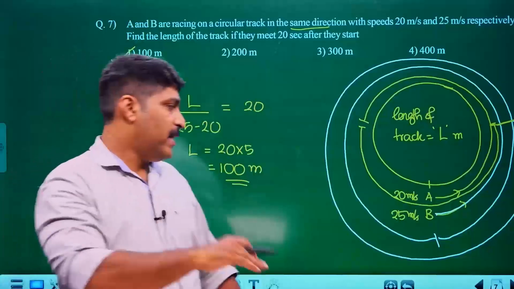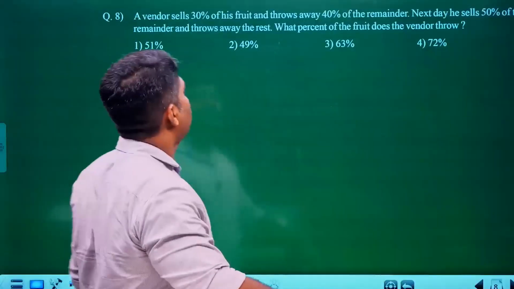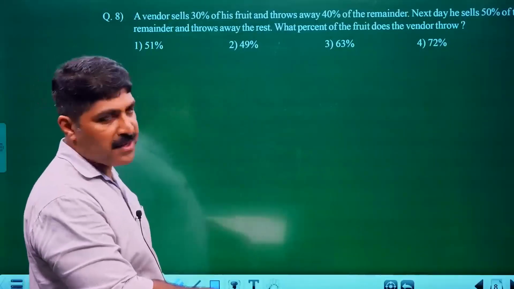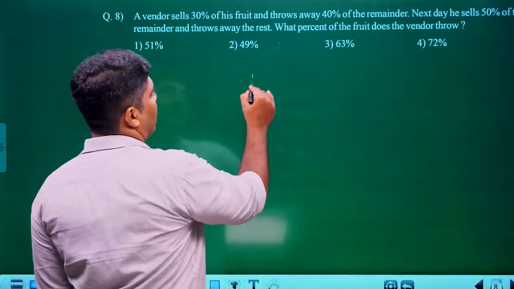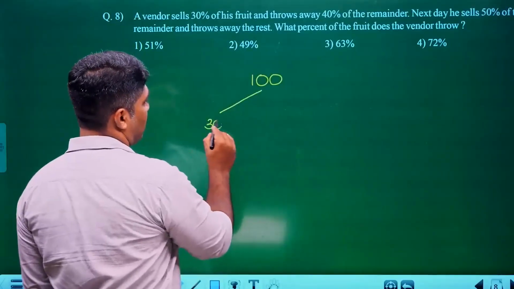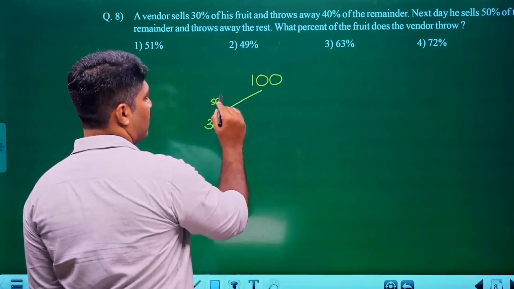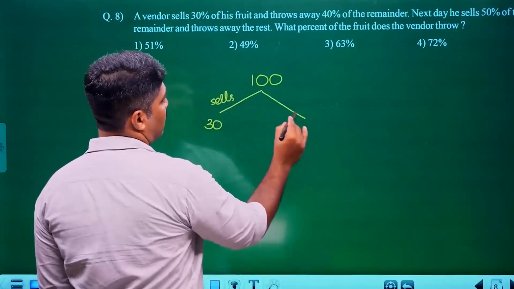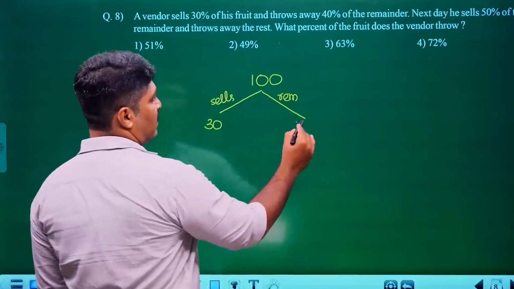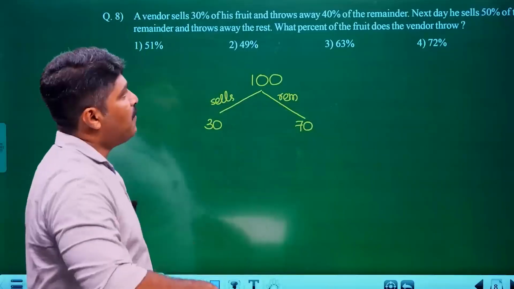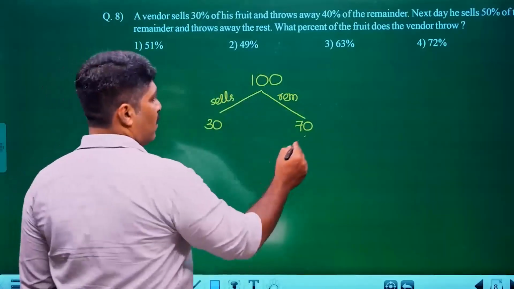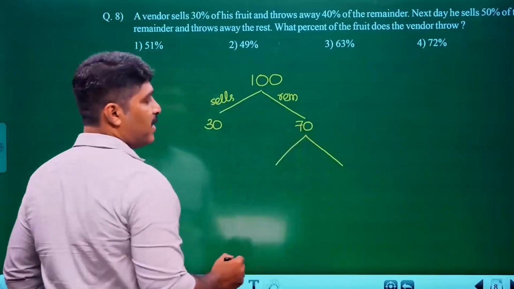Okay, now move to the next question. A vendor sells 30% of his fruits and throws away 40% of the remainder. We just start like this. He has 100 fruits with him. He sells 30% of the total fruits, so what is remaining? The remaining is 70 fruits. Out of these 70 fruits, he throws away 40% of the remainder.